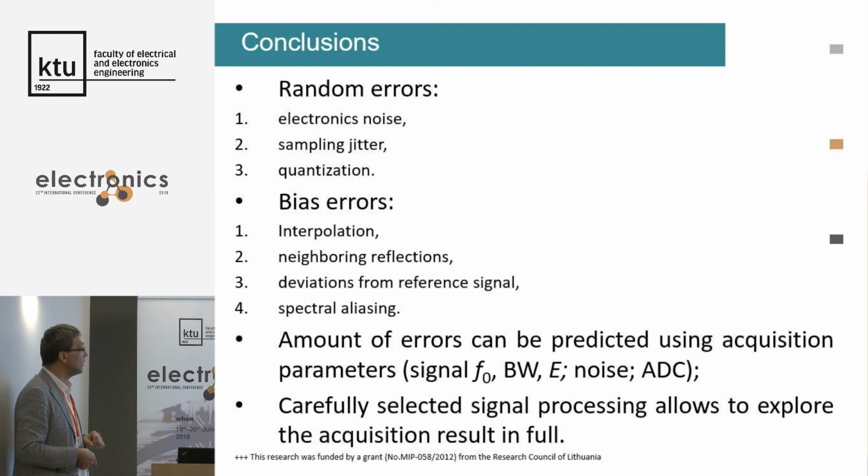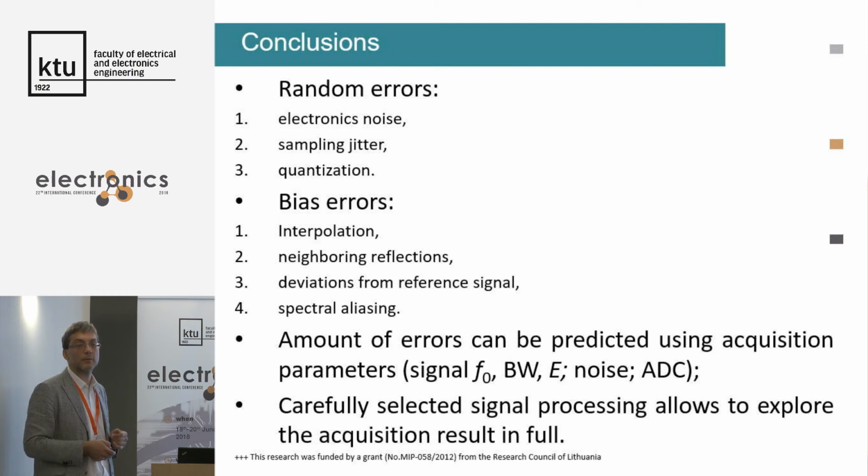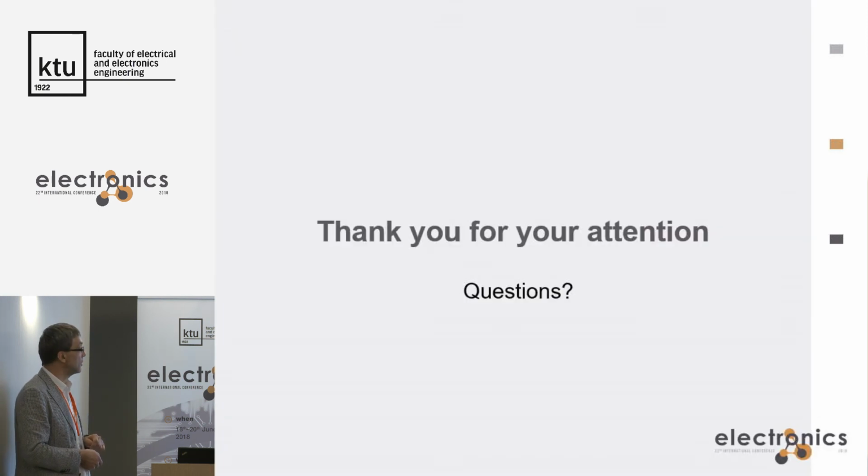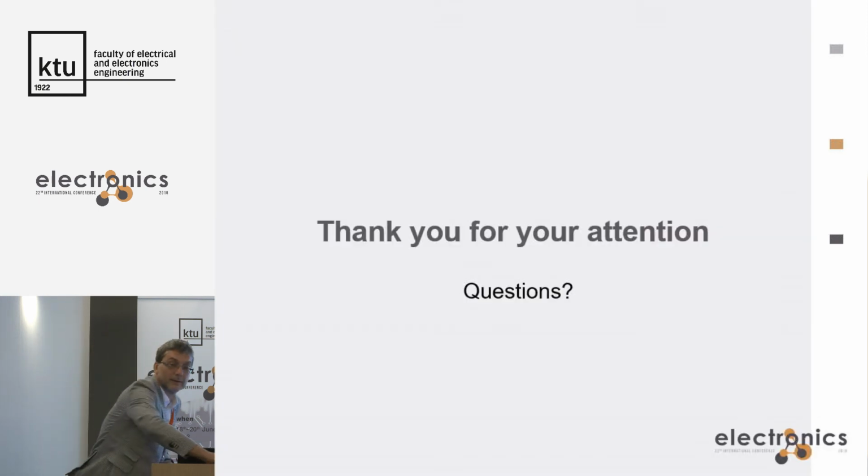To tell you more, the amount of errors can be predicted because there are papers dealing with the analysis of those errors. They can be predicted, and the parameters used are quite simple: center frequency, envelope bandwidth, energy, noise, that's it. And of course, you need to select the reference signal carefully in order to get rid of the errors mentioned. Thank you for your attention.